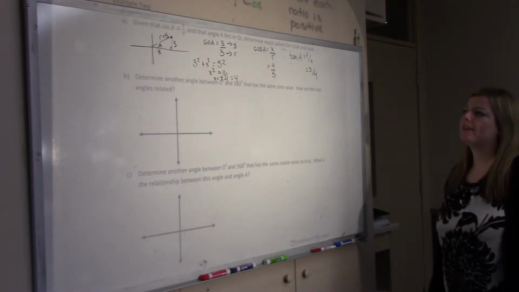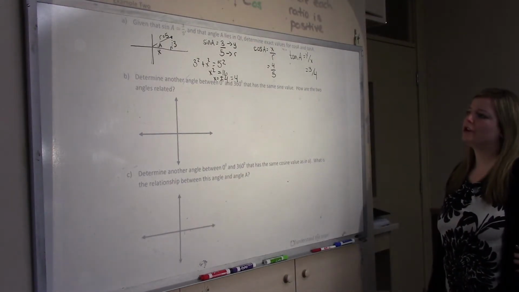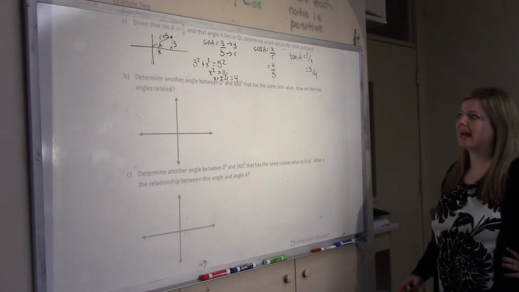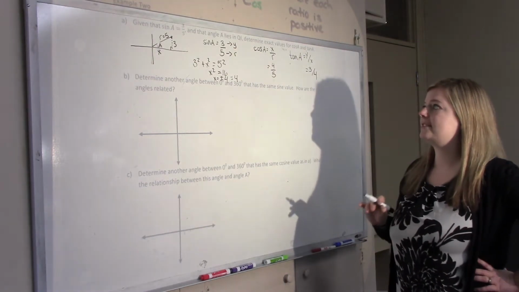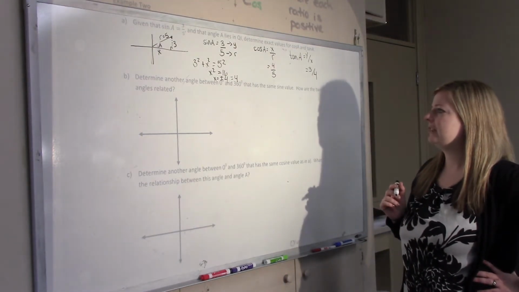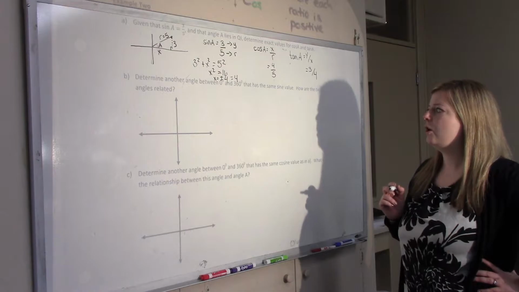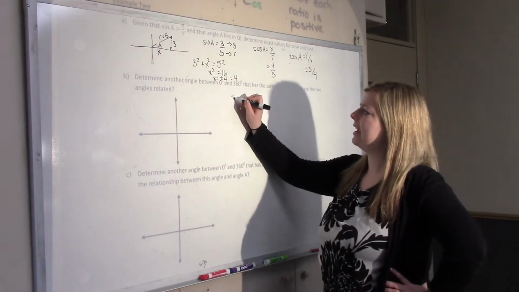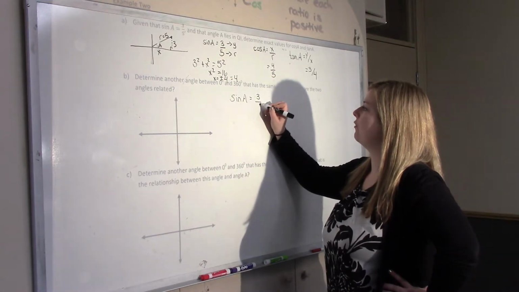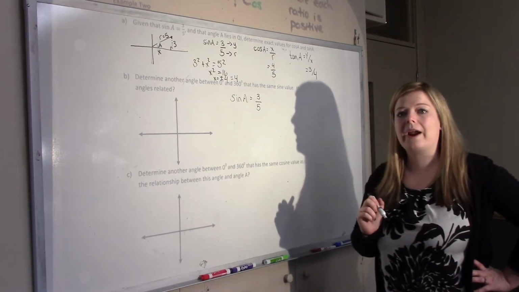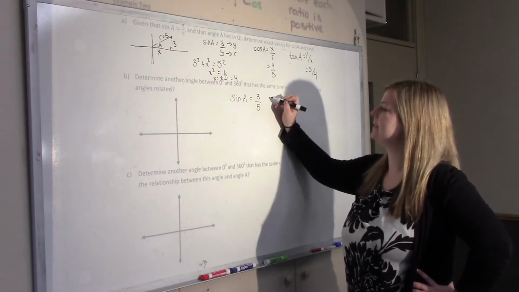Okay, determine another angle between 0 and 360 degrees that has the same sine value. So ignore these cos values now. We're just looking at the sine value. How are the two angles related? Well, so we're having a sine A of positive 3 over positive 5. So where else could we have a positive sine value?